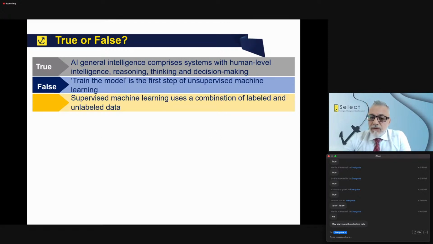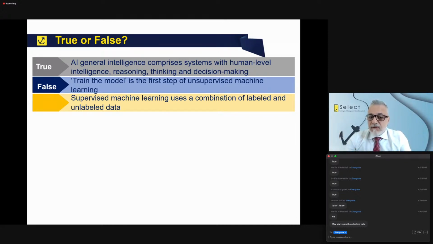Supervised machine learning uses a combination of labeled and unlabeled data. Do you think it's correct? Now here we talk about two things, unsupervised and supervised. I'll explain later on the meaning of supervised or unsupervised learning. But let's look at supervised machine learning. Is it correct that we use a combination of labeled or unlabeled, or structured or not structured data?